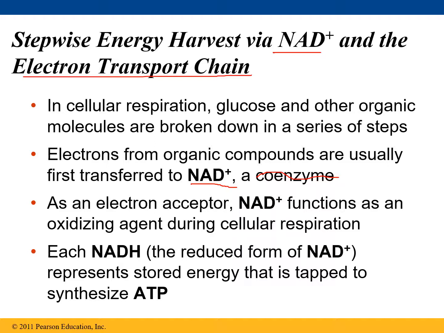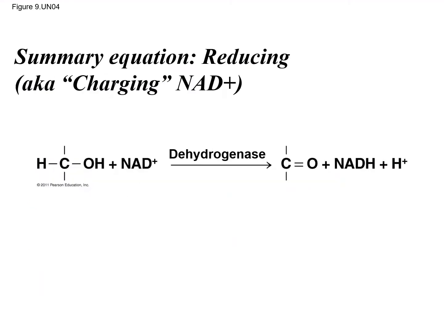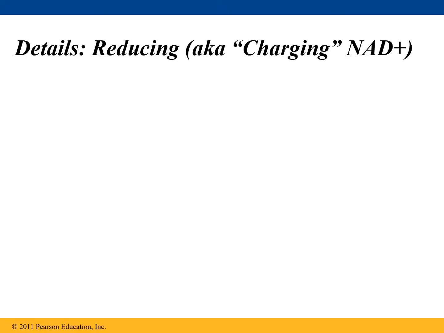Each NAD+ is essentially a stored energy, a stored battery that's tapped into to synthesize ATP. So this example really gets at the idea that reduction and oxidation are important. When you see NAD+, that's getting reduced so that it can go on and reduce other things. And here's just another equation showing the same thing: NAD+ gets reduced to NADH.